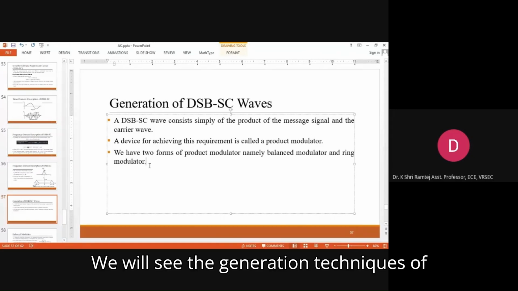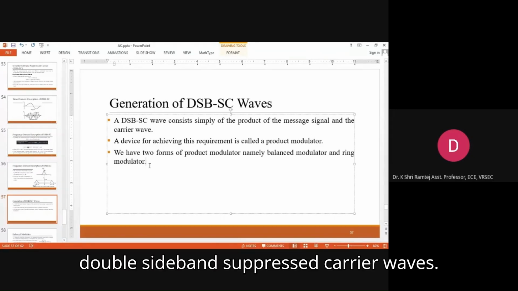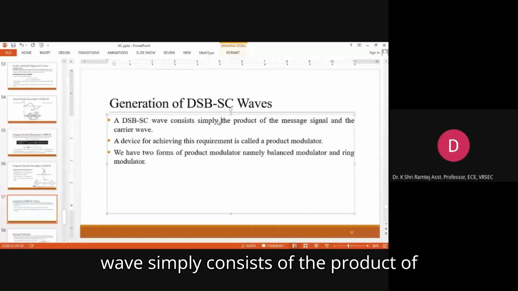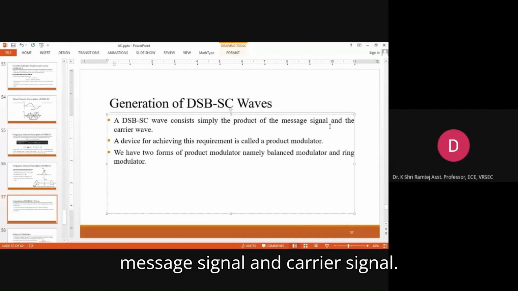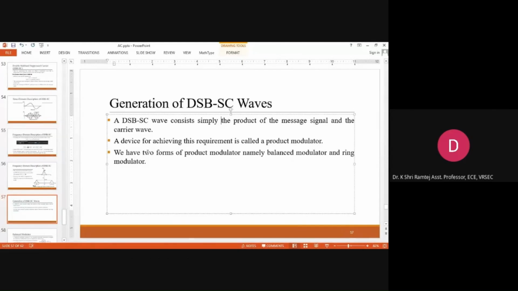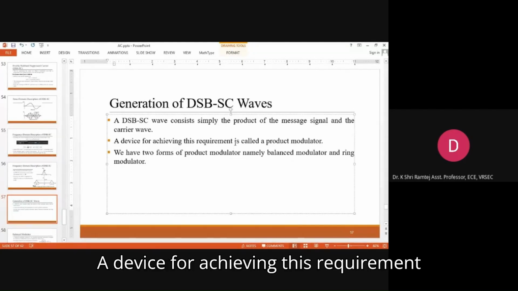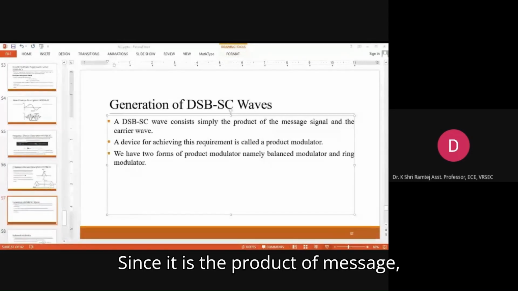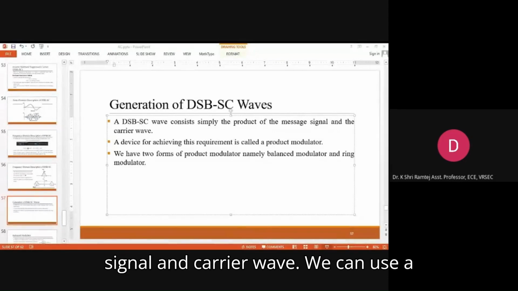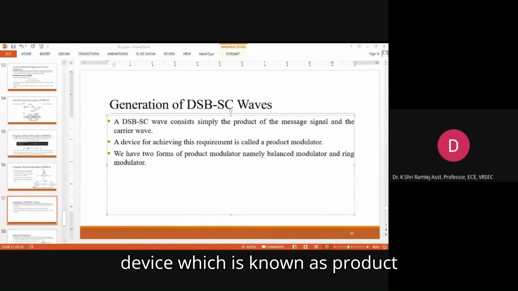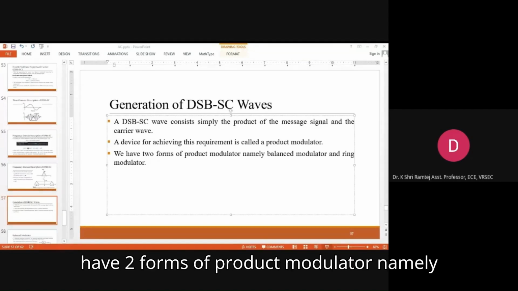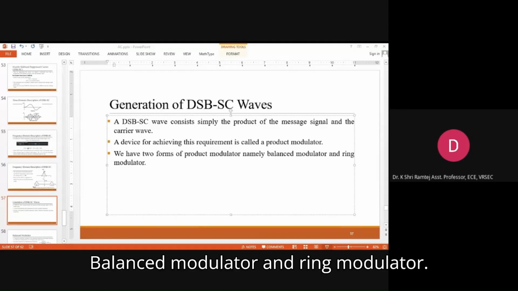We will see the generation techniques of double sideband suppressed carrier waves. As said, a DSBSC wave simply consists of the product of the message signal and the carrier signal. A device for achieving this requirement is called a product modulator. Since it is the product of message signal and carrier wave, we can use a product modulator. We have two forms of product modulator, namely the balanced modulator and the ring modulator.